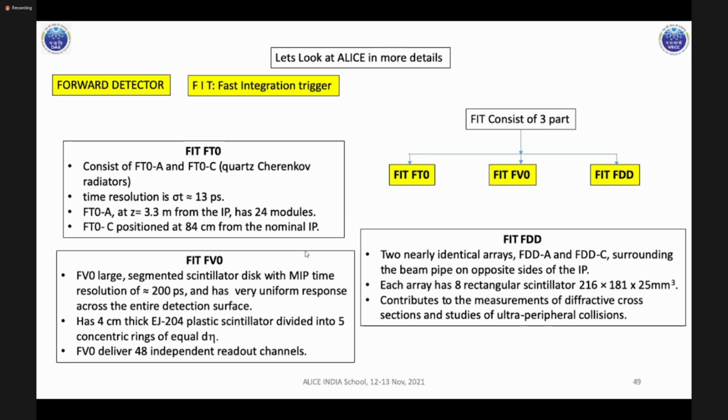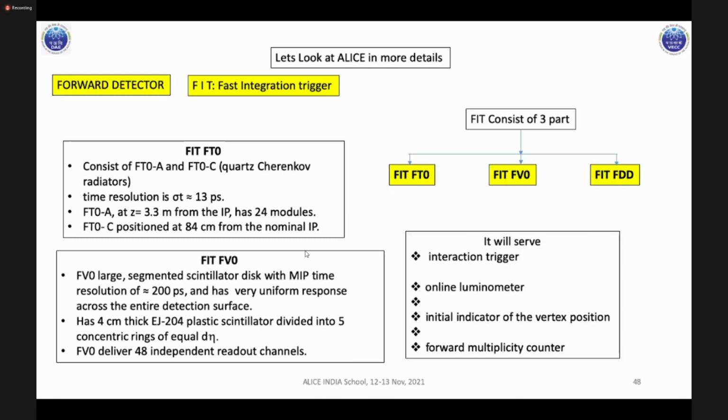And the last one is FIT FDD. This has two nearly identical arrays, FDD A and C, surrounding the beam pipe on opposite sides of the interaction point. Each array has 8 rectangular scintillators. Again, this is of scintillators. It contributes to the measurement of diffractive, either single or double, cross sections, and helps studying ultra-peripheral collisions. What is the use of these FIT detectors? It will serve the purpose of interaction trigger, and online luminometer, so it will measure the luminosity as well. Then initial indicator of the vertex position, and forward multiplicity counter.